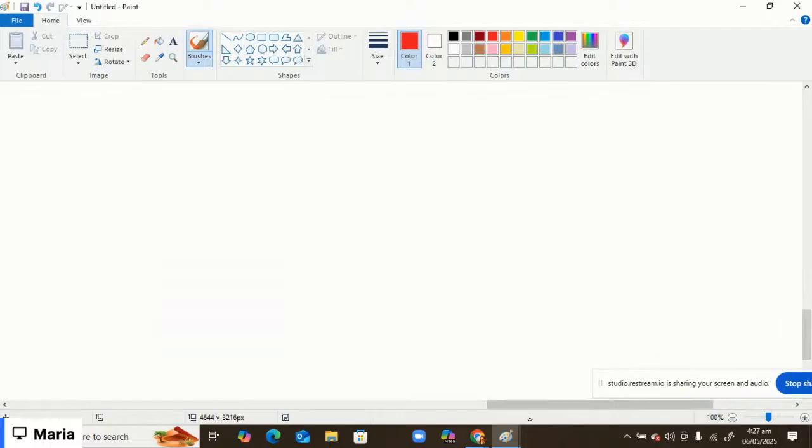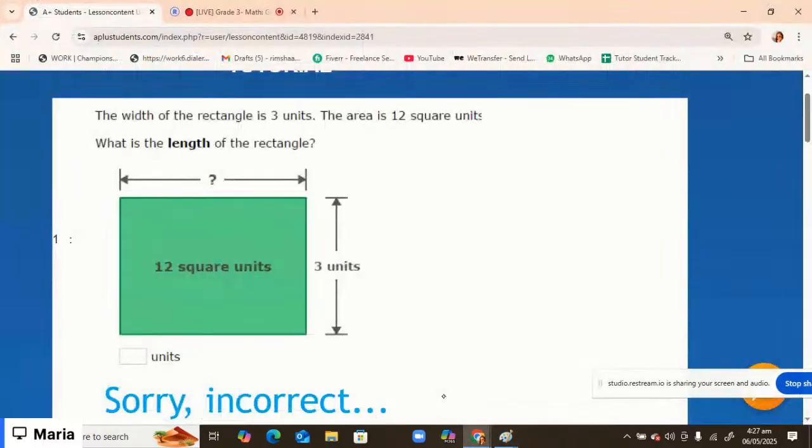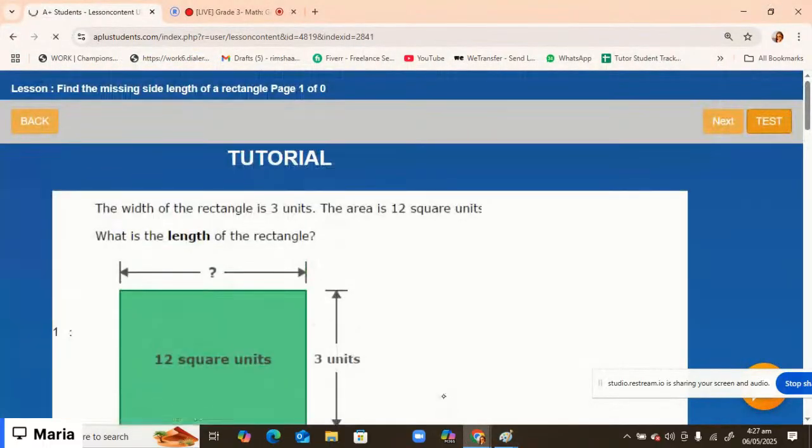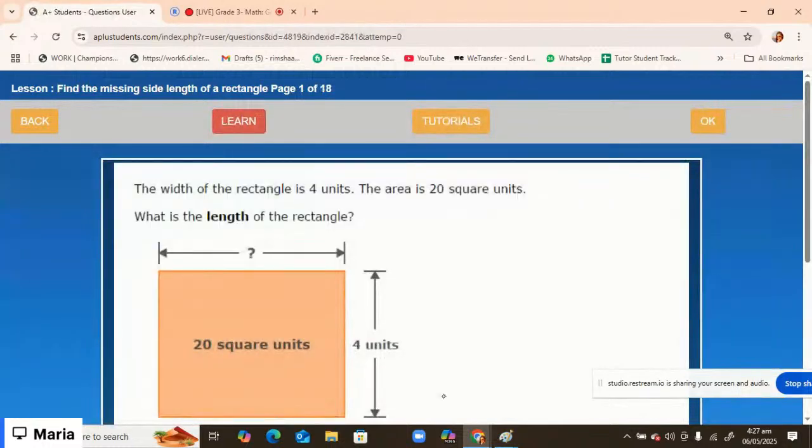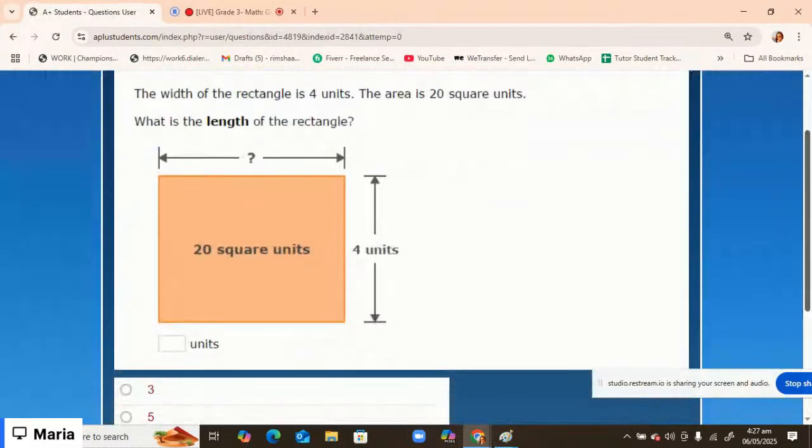Very good. Okay, now let's do the test questions, okay? The width of the rectangle is 4, the area is 20. So what is the length of the rectangle? So 4 times which number is 20? Hurry up everyone, tell me. 4 times which number is 20? Divide 20 over the 4, then tell me the answer.